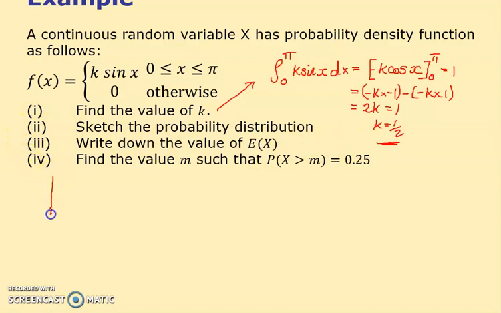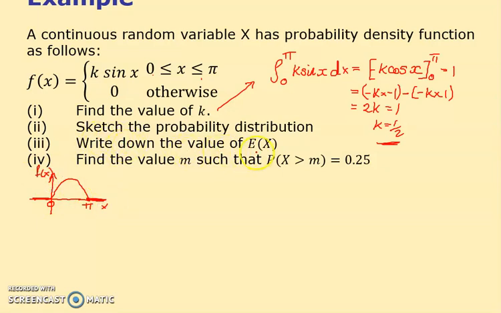Sketch the probability distribution. So again, for part 2, it's only between 0 and pi this thing exists. Now, pi is 180 degrees, and I know basically it goes up, and it comes down, and then it stops dead. That's pi. There's 0. And either side of it, a lot of people like you to draw those lines solidly, so it's obviously 0 beyond those points. This is f of x, and this is x.